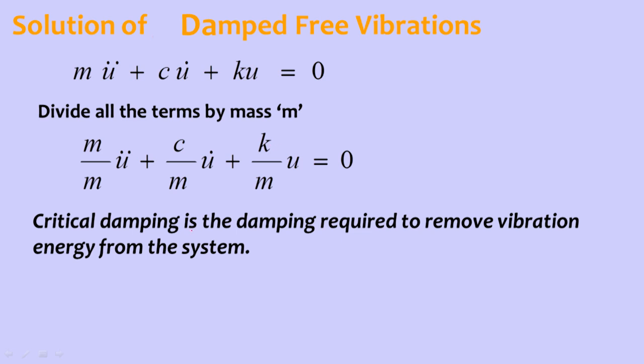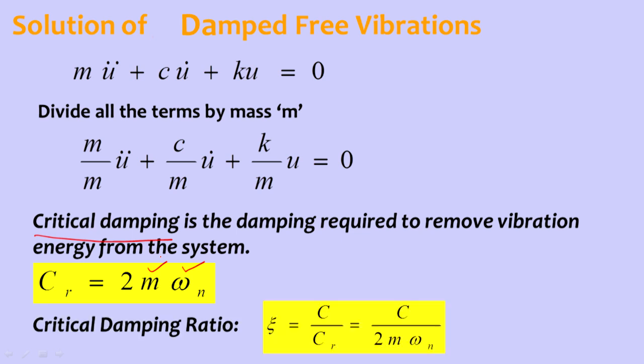Critical damping is the damping required to remove vibration energy from the system. Whatever energy is input into the system, the damping required to remove all that energy from the system is called critical damping. We will discuss it in a little more detail a while later. It is represented by Cr equal to 2 m omega n. So critical damping depends on two parameters: the natural frequency of the system and the mass of the system.